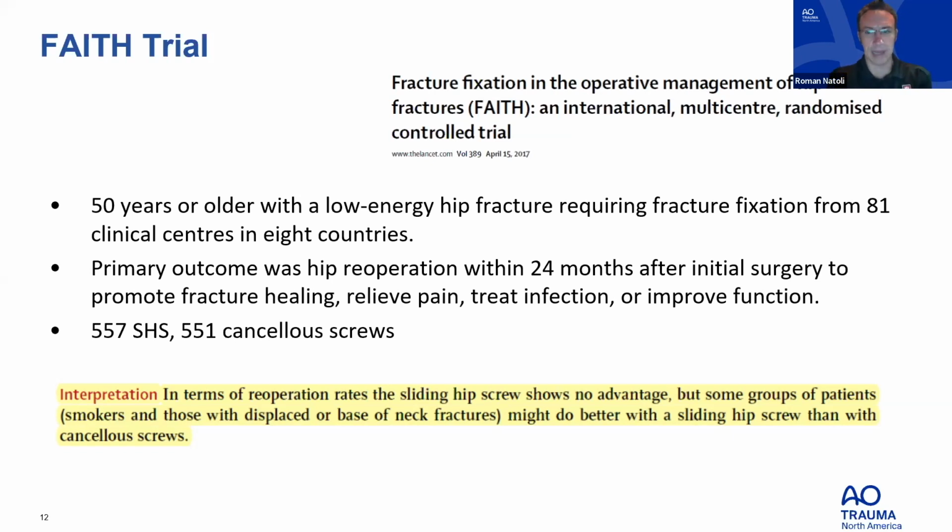And straight from the abstract, but if you dig into it, I think the data really supports what this conclusion is. In terms of reoperation rates, the sliding hip screws showed no advantage, but some subset analyses showed that smokers and those with displaced base of femoral neck fractures might do better with a sliding hip screw than with cancellous screws.